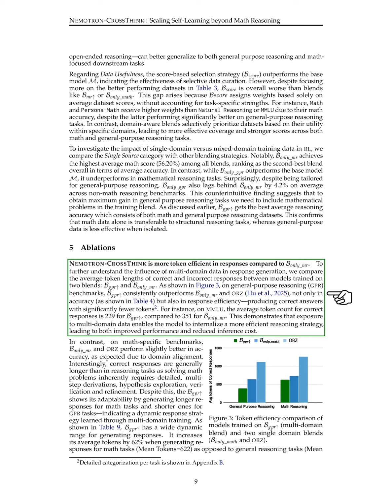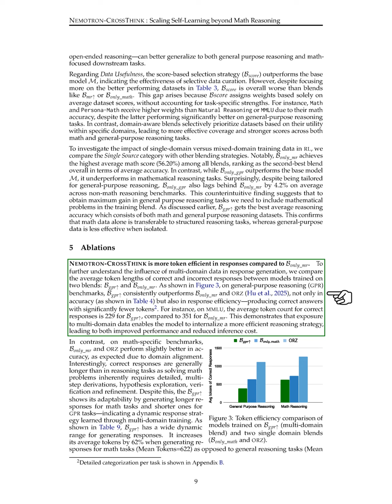Section. To further understand the influence of multi-domain data in response generation, we compare the average token lengths of correct and incorrect responses between models trained on two blends, B_GPR+Pero and B_only_MR. As shown in Fig.